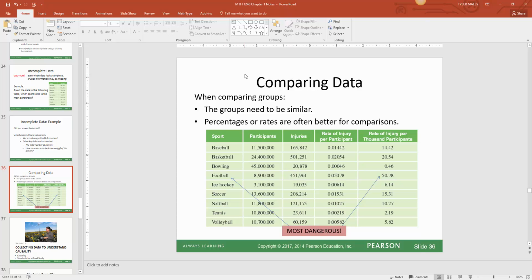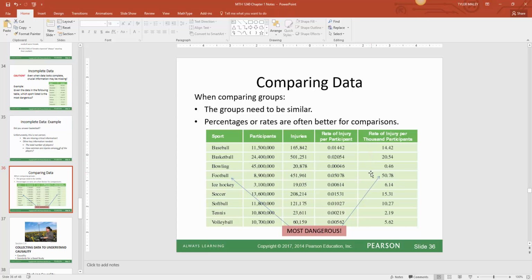So this slide gives us some more information about that. When we compare groups, the groups need to be similar, and we also need percentages or rates to form better comparisons. Here we have our sport column with our different categories. Here are the number of participants in each sport. Here's the number of injuries, and here's the rate of injury per participant. And lastly, to make these numbers easier to work with, we scaled this to 1,000, the rate of injury per 1,000 participants.